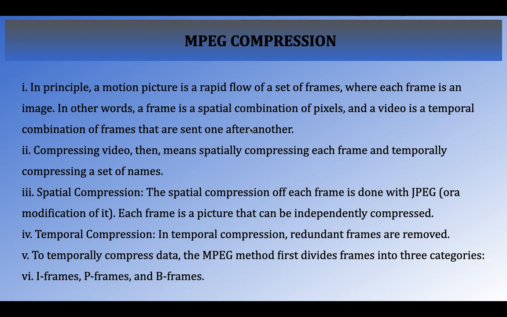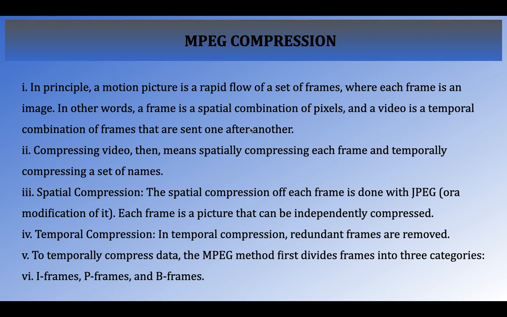And coming to the main part. So, in principle, a motion picture is a rapid flow of a set of frames, where each frame is an image. In simpler words, a frame is a spatial combination of pixels, and a video is a temporal combination of frames that are sent one after another. So, this means spatially compressing each frame and temporally compressing a set of frames.